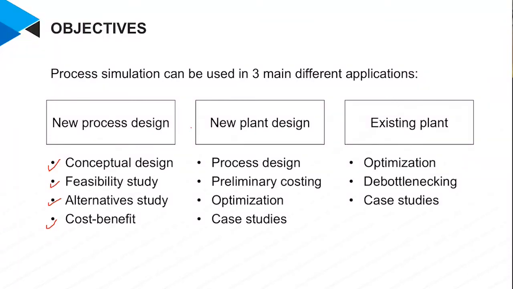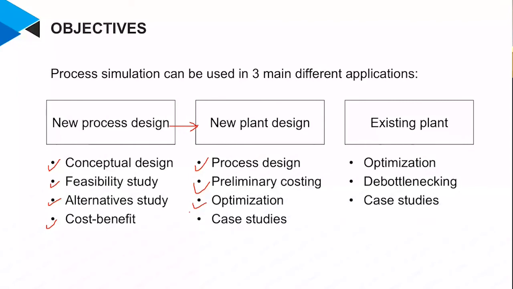Okay. Then once a new plant design, once everything is sorted out, we can have process design, which is the upgrade of the conceptual design, with preliminary costing, so that from each equipment, we can get the sizing of the equipment, and then we can start to get prices for this equipment. We can optimize the process before we actually build it, because it's easier to optimize the process before you build it than only after you have built the plant, right?